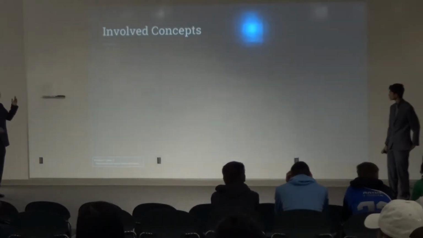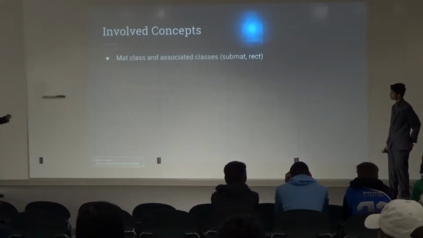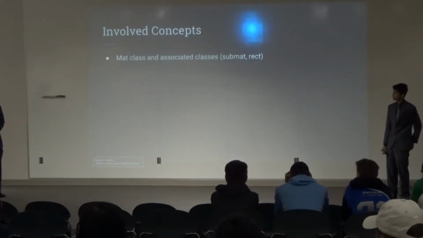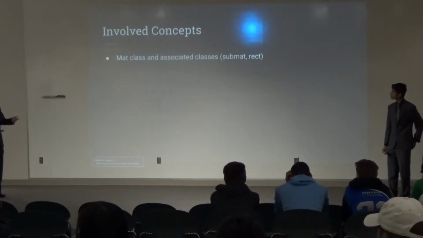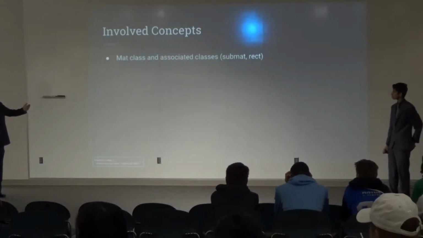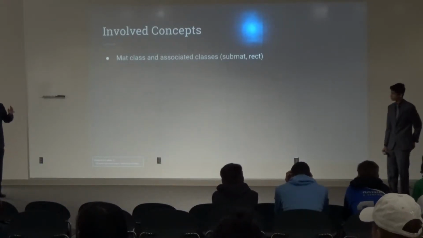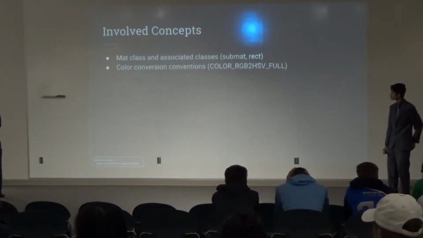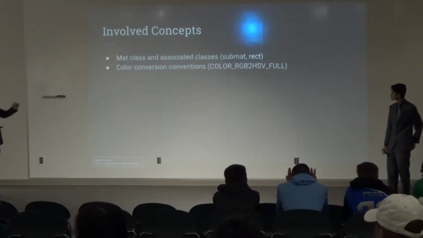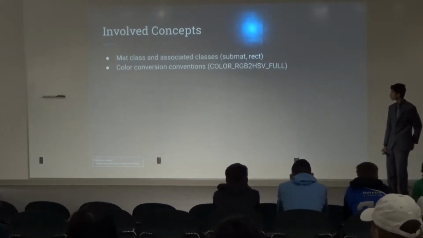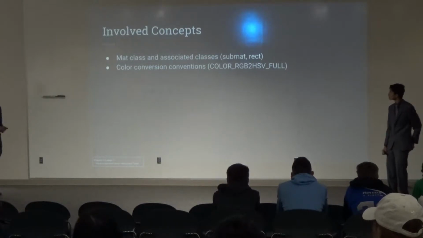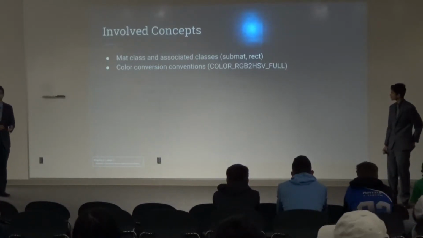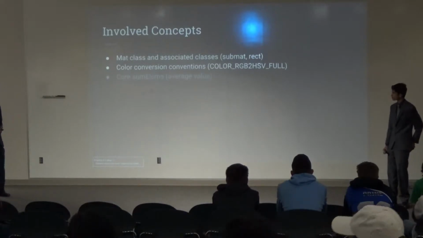The involved concepts in this were first, the Mat class and associated classes. The Mat class is basically the one class that's pretty much the most important thing that you end up using in OpenCV. It's basically a matrix, and classes like Submat and Rect are just subclasses of that predefined matrix. And also I learned about color conversions. For example, RGB to HSV, that was something I had to use to convert my RGB values to hue saturation values. And there were others such as RGB to grayscale and things along those lines.